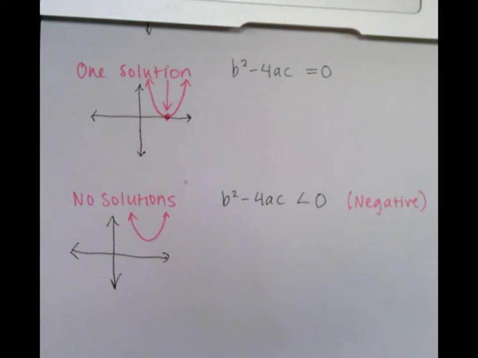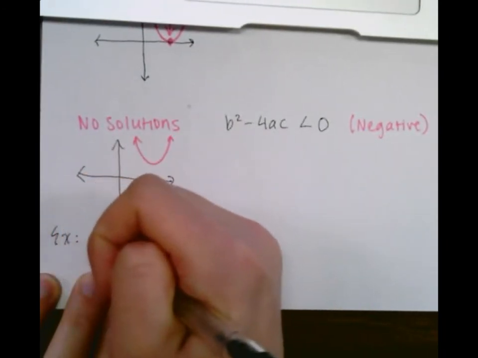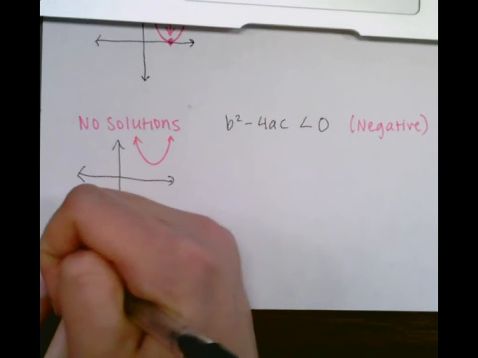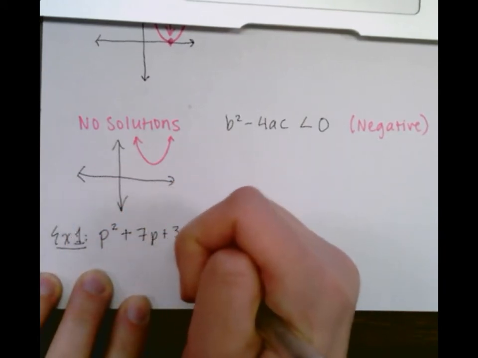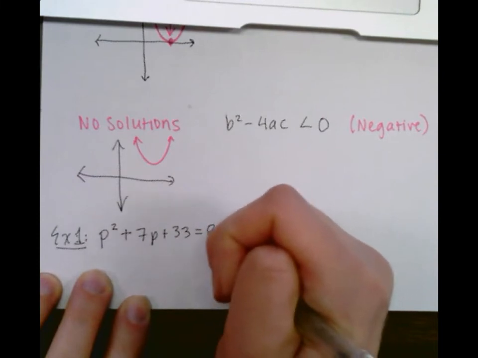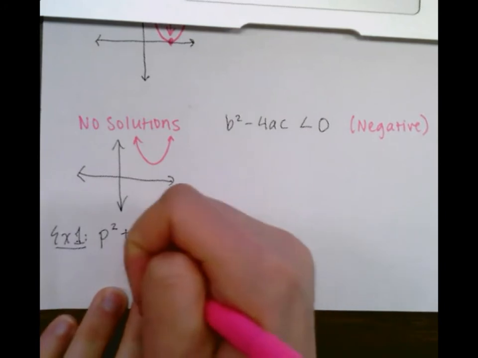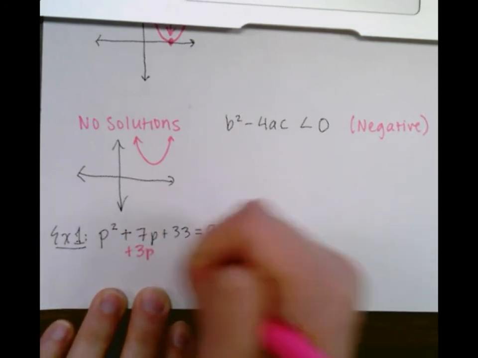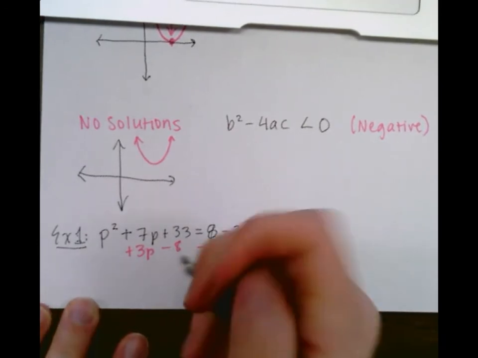Okay, so let's look at a couple of quick examples. My first example is p squared plus 7p plus 33 is equal to 8 minus 3p. In order to use the discriminant, I first need to get this into standard form. So I'm going to add the 3p to the other side and also subtract 8, so I can get it equal to 0.